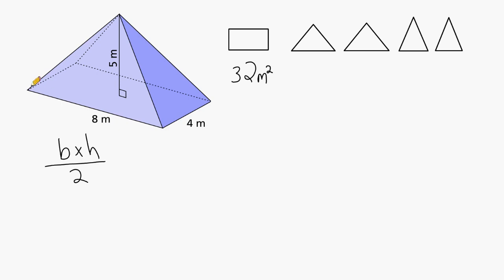Well, we already know what the base is. That's 8. However, the height of this triangle is not shown. We have to be careful here because this 5 right here is not the height of this triangle right here. 5 is actually the height of the entire pyramid. So if you were to start at the top of this pyramid and go right through the center of the pyramid until you hit the bottom, where this line forms a right angle, this is the actual height of that pyramid. Now, what we're looking for is the slant height of this individual triangle.